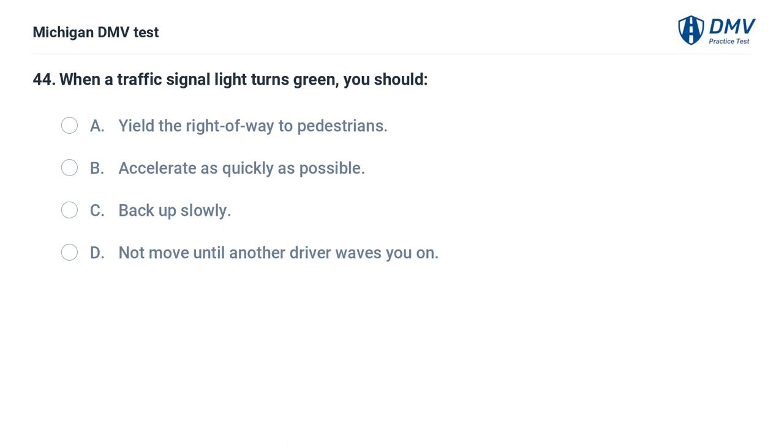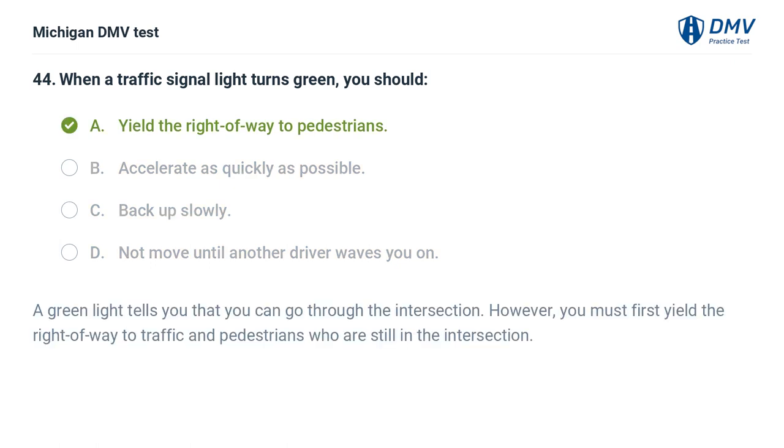When a traffic signal light turns green, you should A. Yield the right of way to pedestrians. B. Accelerate as quickly as possible. C. Back up slowly. D. Not move until another driver waves you on. A. Yield the right of way to pedestrians.